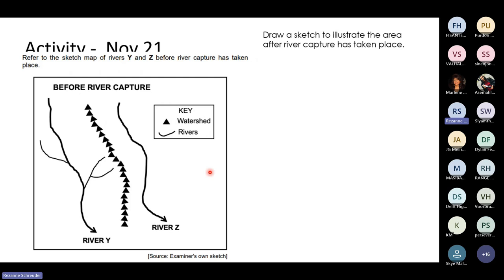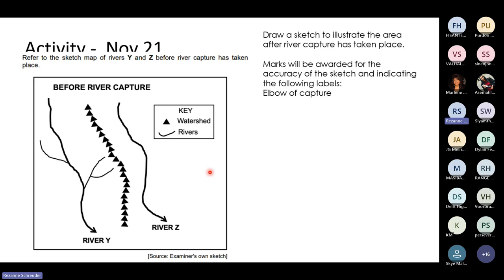Now they're asked to draw a sketch to illustrate the area after river capture has taken place. The questions will lead you to the next one. They say marks will be awarded for the accuracy of the sketch and indicating the following labels. You need the elbow of capture. You need to indicate the misfit stream, the wind gap.